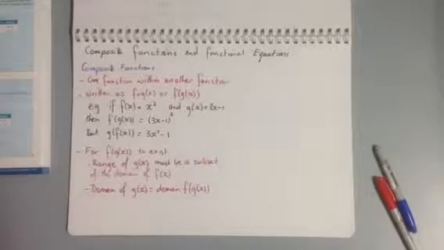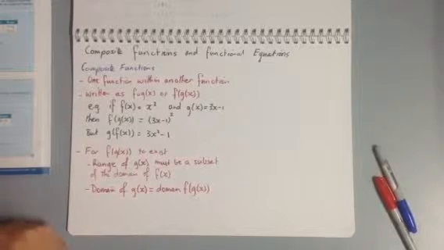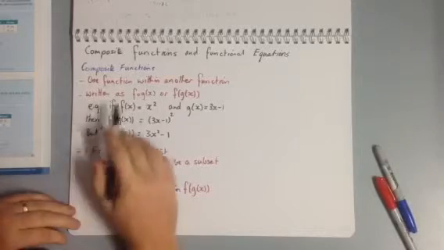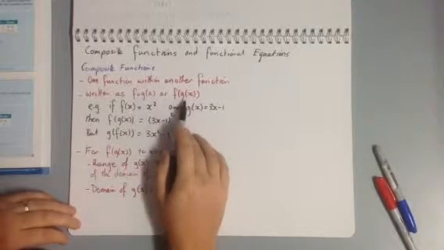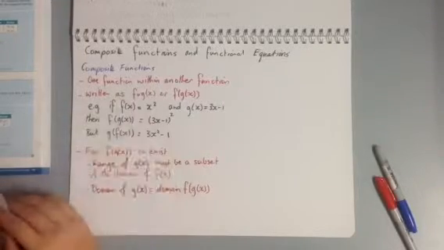Okay, in this tutorial we're going to be looking at composite functions and functional equations. So composite functions are where we have one function within another function. So it's written as f of g of x, or f composed with g of x. Okay, so this is just with a little open dot in between the f and the g of x.